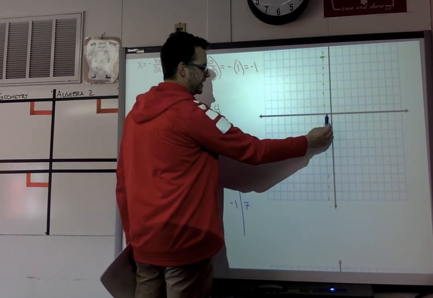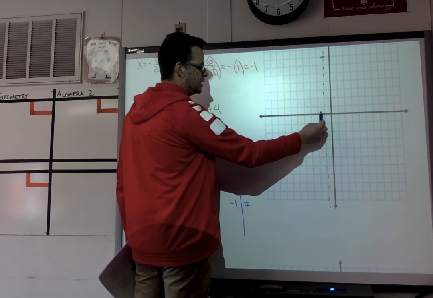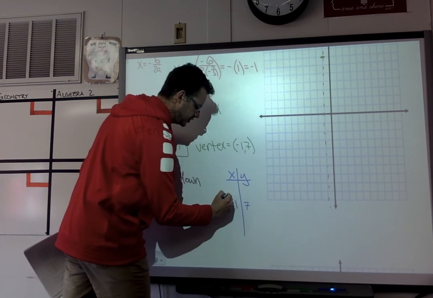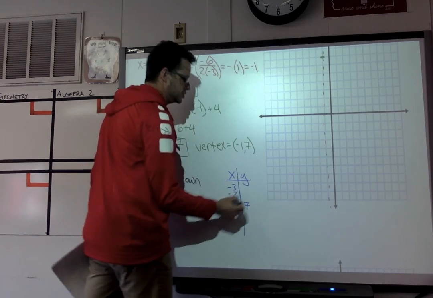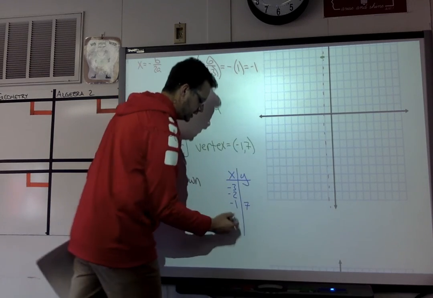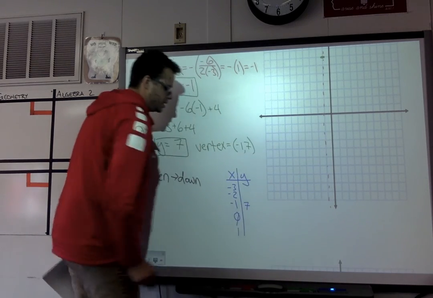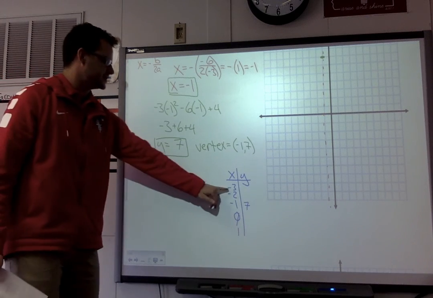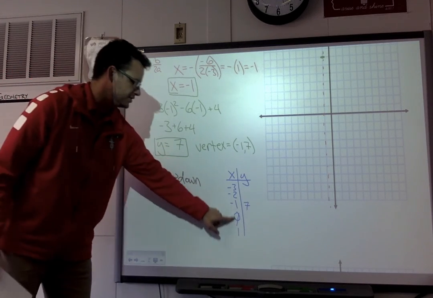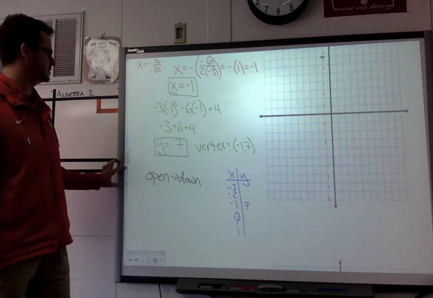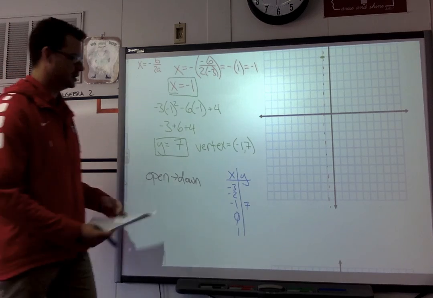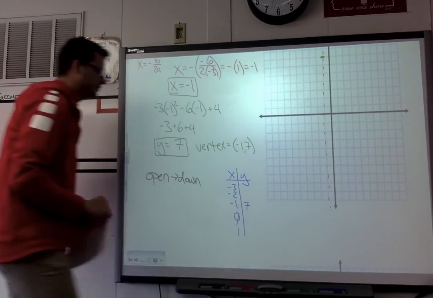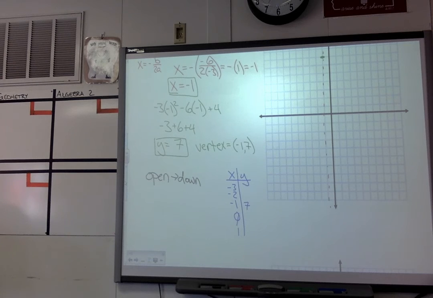So for my x values, 2 to the left would be negative 2 and negative 3. 2 to the right would be 0 and 1. Then I need to go through and plug each of these values in for x in my original equation to come up with the y value for that point.